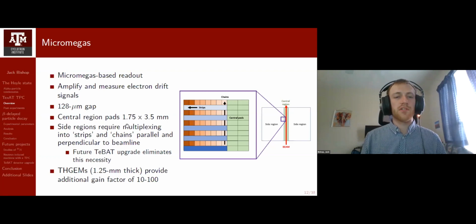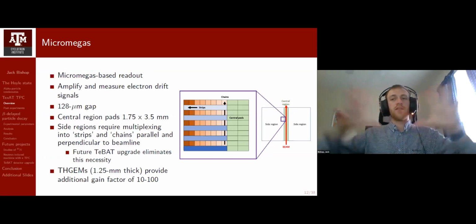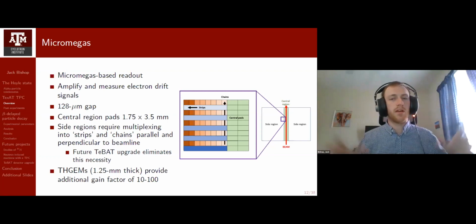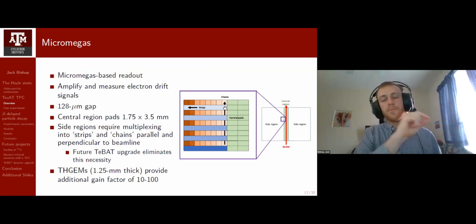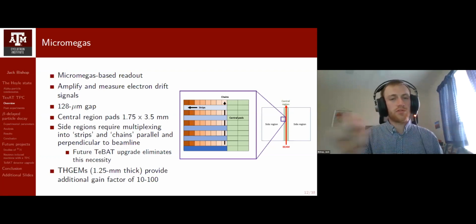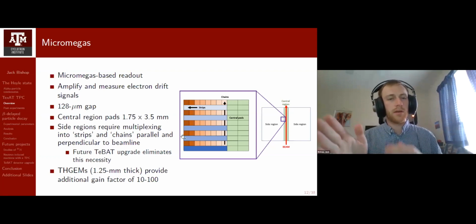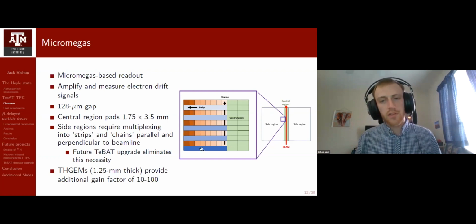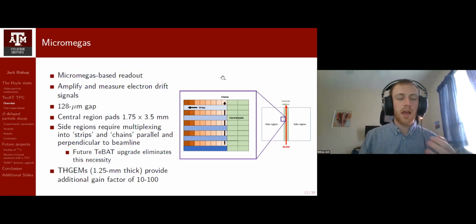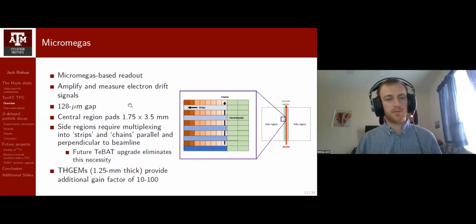So in the side regions, to reduce the number of overall channels that are necessary to cover such a large area time projection chamber, what we need to do is couple together many, many different pixels into strips and chains, which run parallel and perpendicular to the beamline. So this reduces the number of electronics channels needed to something manageable, but we can also still reconstruct our data in the side region. It's just an extra step involved.